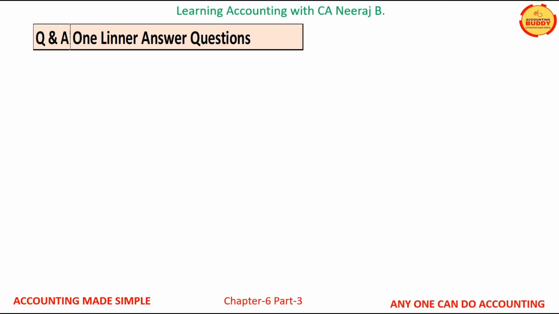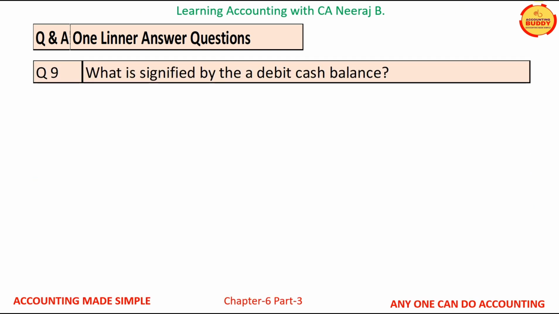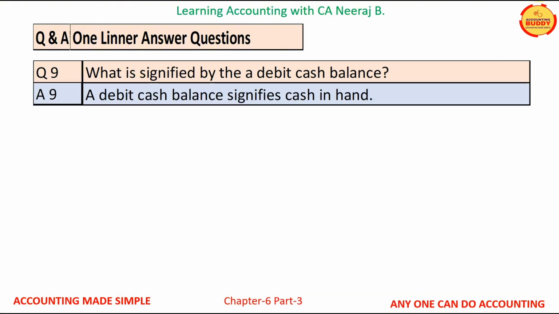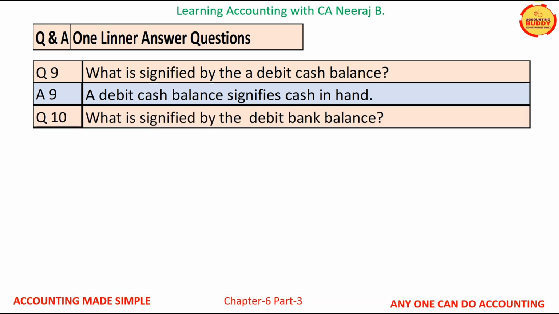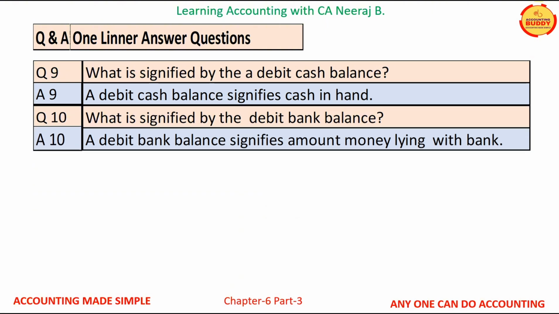Let us take up a few one-liner answer questions. Question number 9 on your screens is, what is signified by a debit cash balance? The answer is a debit cash balance signifies cash in hand. Question number 10, what is signified by the debit bank balance? The answer is a debit bank balance signifies the amount of money lying with the bank.